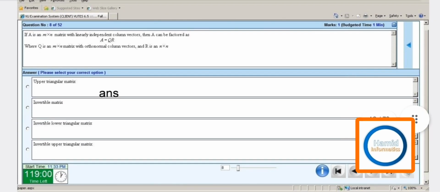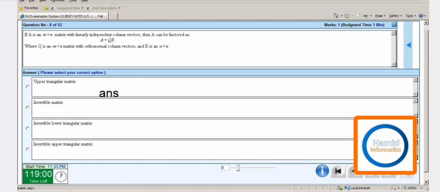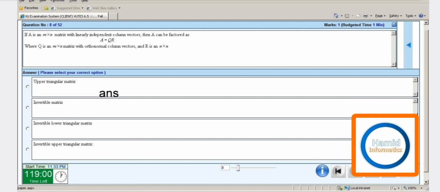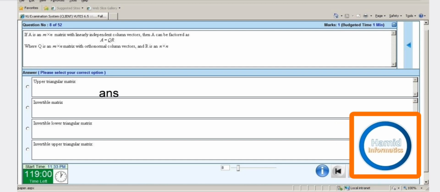Next is: if A is an M by N matrix with linearly independent column vectors, then A can be factored as A equal to QR, where Q is an M by N matrix with orthonormal column vectors and R is an N by N upper triangular matrix.